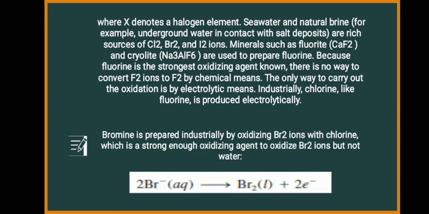Because fluorine is the strongest oxidizing agent known, there is no way to convert F⁻ ions to F2 by chemical means. So the only way to carry out the oxidation is by electrolytic means. Industrially, chlorine is also produced electrolytically. Bromine is prepared industrially by oxidizing Br⁻ ions with chlorine, which is a strong enough oxidizing agent to oxidize Br⁻ ions but not water: 2Br⁻(aq) → Br2(l) + 2e⁻.